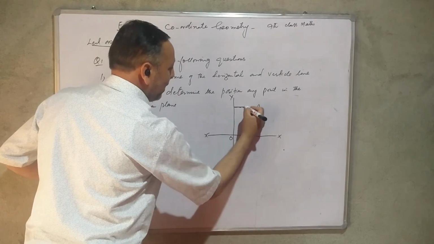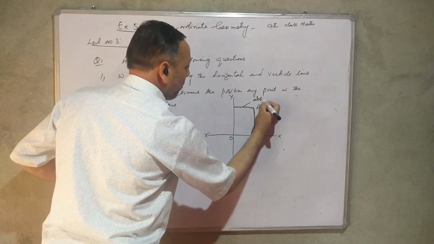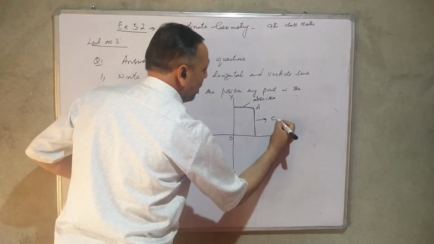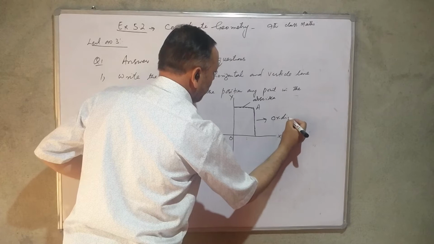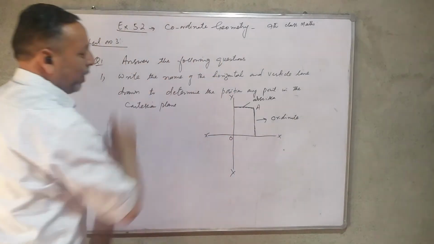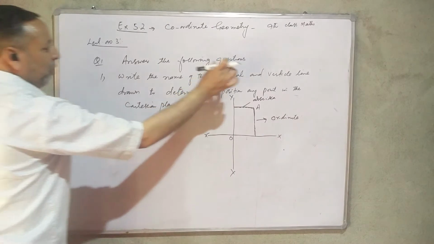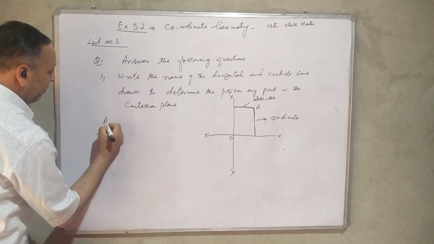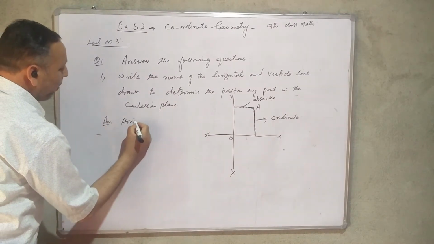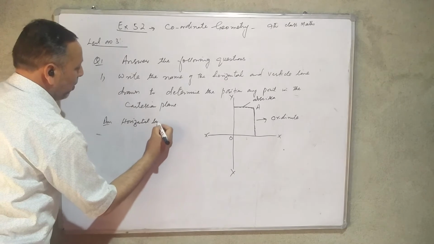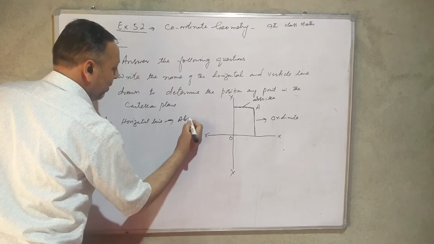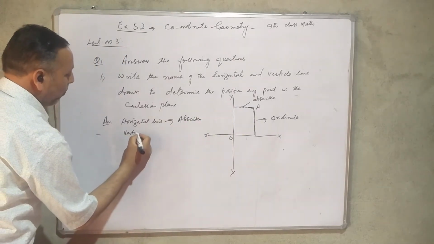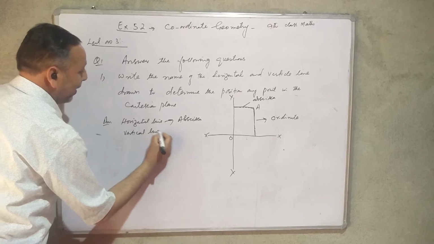This horizontal line is called abscissa, and this vertical line is called ordinate. Therefore, the names of these two lines which represent a point in the plane are abscissa and ordinate. Horizontal line is called abscissa, and vertical line is called ordinate.